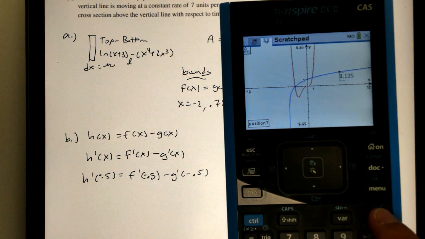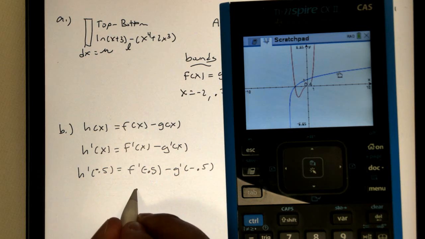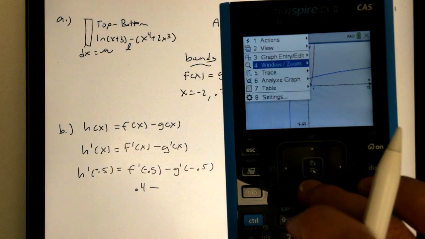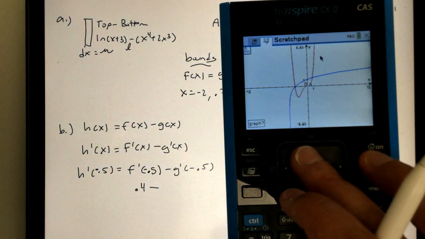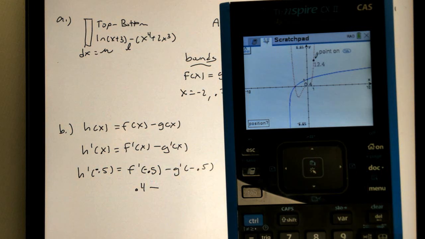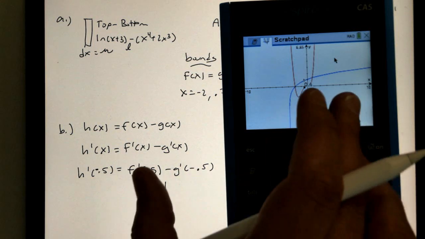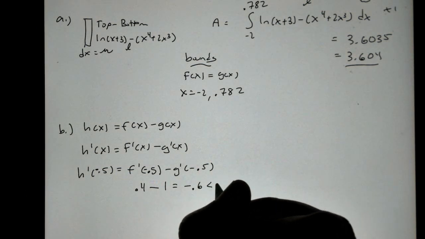Let me see if I typed it in right. Doesn't look like it. So negative 0.5. I press enter, and it gives me 0.4. So I go 0.4 minus, and now I'm going to do the same thing for g of x. Analyze graph, looking for that derivative. I pick the g of x function, or the red one in this case, and I just type in negative 0.5 again. And this time it gives me 1. So 0.4 minus 1 right here. And if I simplify this, that's going to give me negative 0.6, which is less than 0.